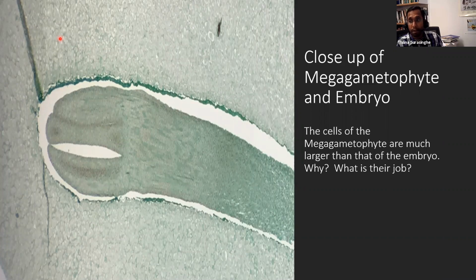Is it related to their function? They have to store a lot of food. That's correct. The megagametophyte, or female gametophyte, has the job of storing food. So where are they going to store food? You have to store the food inside a cell. You should not store the food in the empty or extracellular spaces, because it will undergo hydrolysis automatically. So if you want to store more food, you need larger cells. That's the reason.